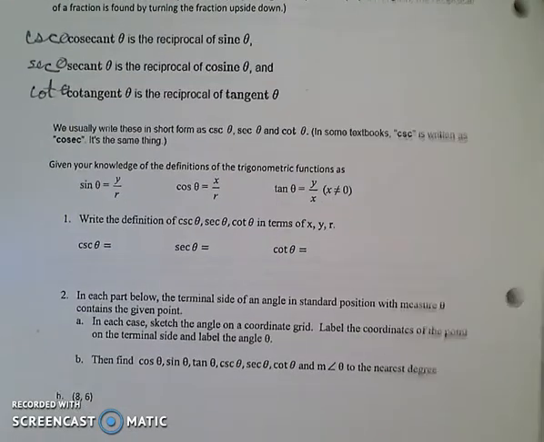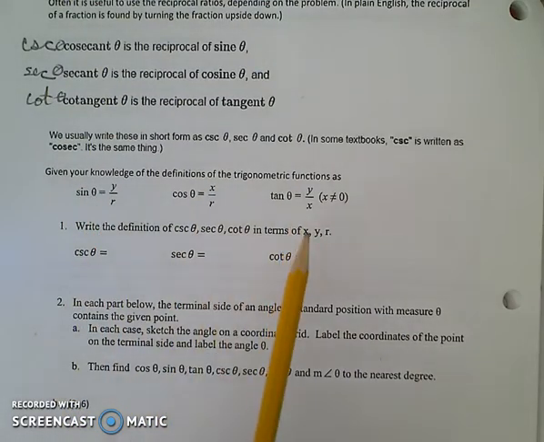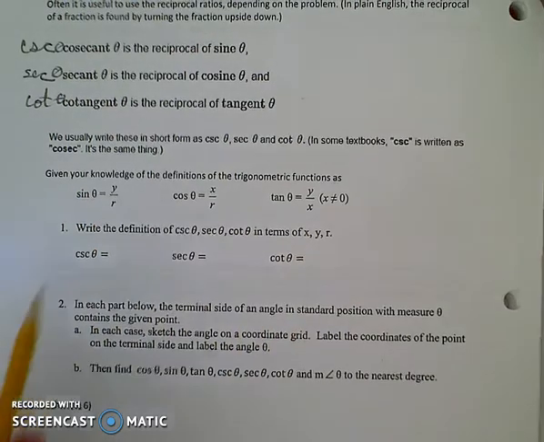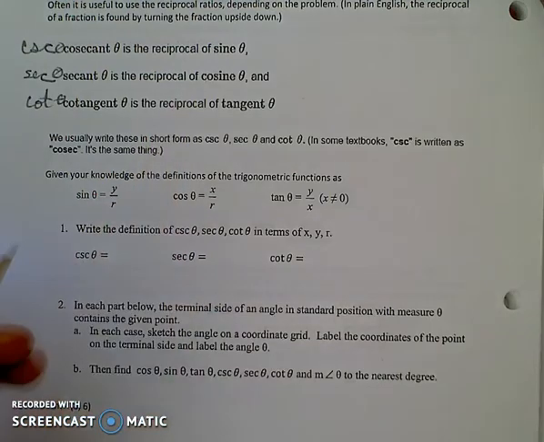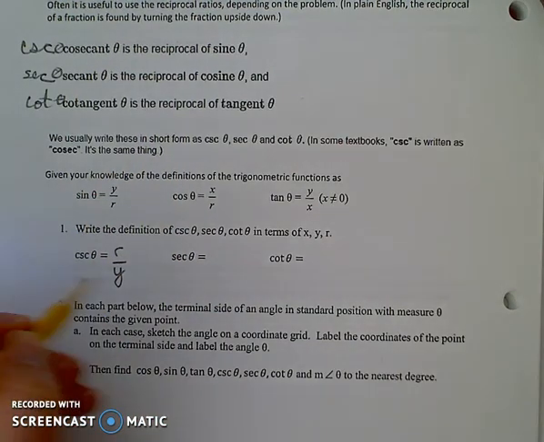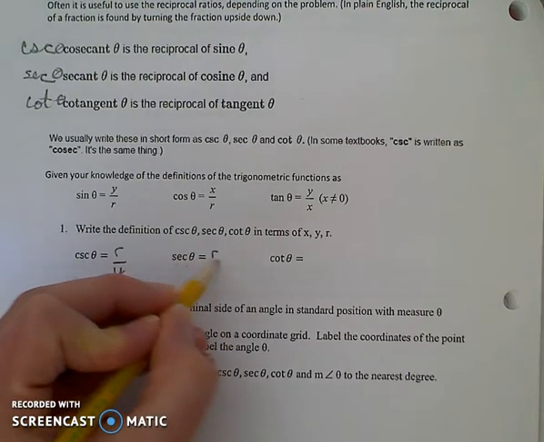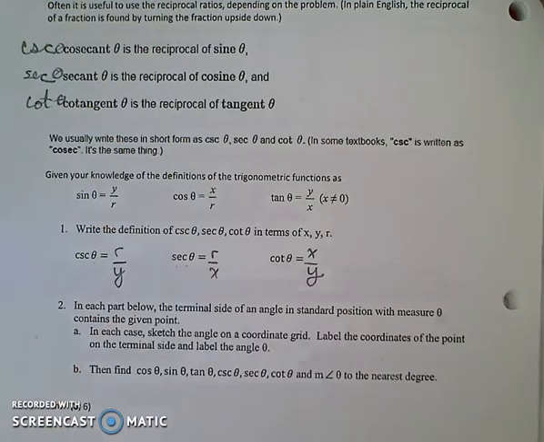And so we know that sine theta is y over r, we know cosine is x over r, we know tan is y over x. If you flip those, cosecant, which is the reciprocal of sine, is r over y. Secant is r over x, and cotangent is x over y. So that's all it is. Nothing is different about this lesson from what we did in the beginning except they are reciprocals.